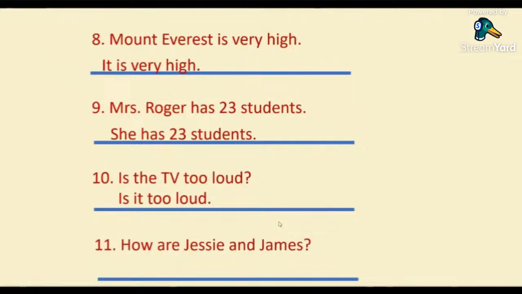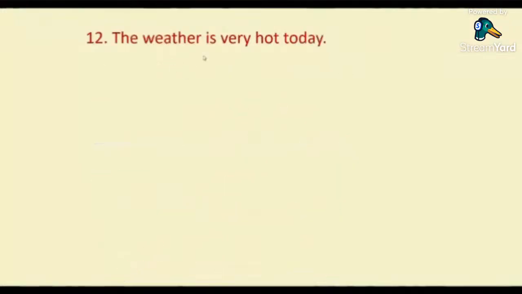How are Jesse and James? So, in this sentence, we have Jesse and James, which is plural. And we replace them with a subject pronoun, they. How are they? Number 12.